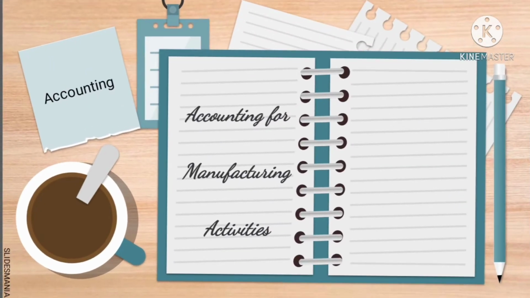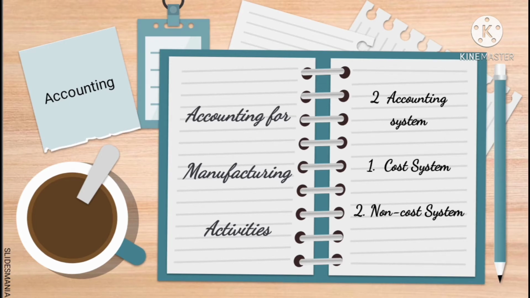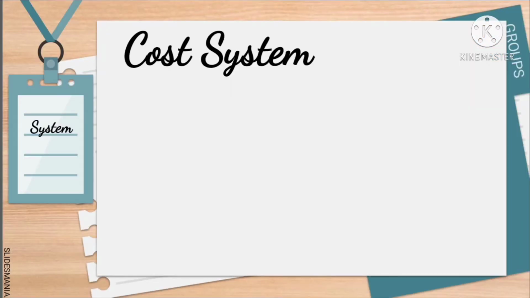Good day. Let's talk about accounting for manufacturing activities. We have two accounting systems that we will be used in accounting for manufacturing activities. First is cost system and second is non-cost system. So, what is cost system?